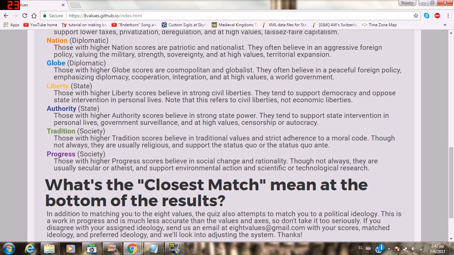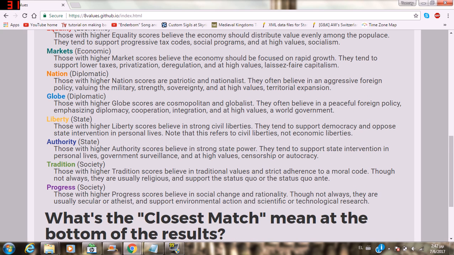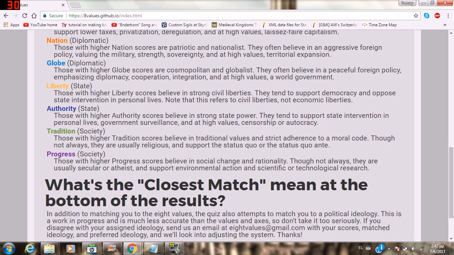Liberty. Those with higher liberty scores believe in strong civil liberties. They tend to support democracy and oppose state intervention in personal lives. Note that this refers to civil liberties, not economic liberties. Economic liberties being covered in the markets category. Authority. Those with higher authority scores believe in strong state power. They tend to support state intervention in personal lives, government surveillance, and high value censorship or autocracy.